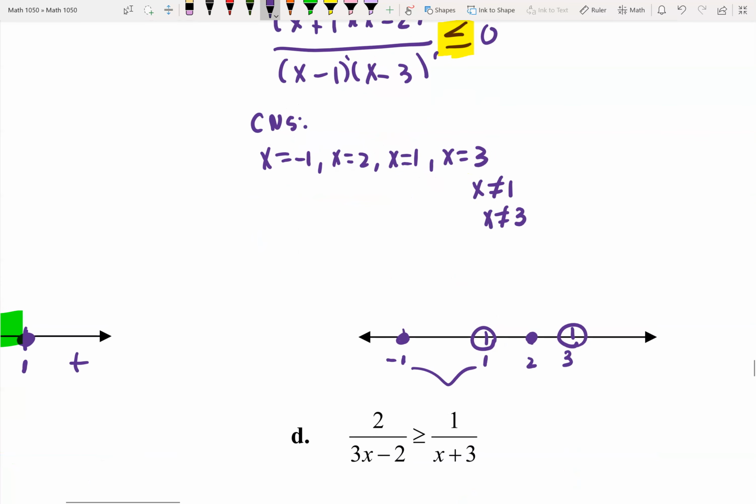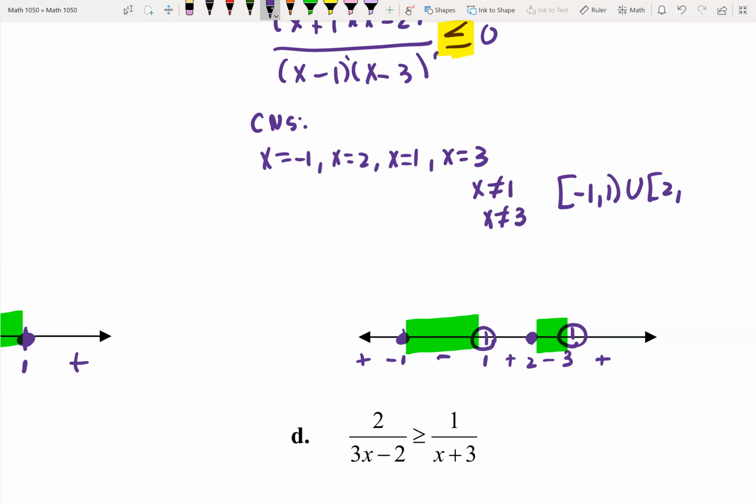Negative over positive is a negative. I know my signs are going to alternate because I don't have anything squared or higher. So I know it's going to be positive, negative, positive, negative, positive. Those signs must be there. Less than 0 means negative. So negative here, and that's it. So my final answer is -1 with a bracket to 1 with a parenthesis, union 2 with a bracket to 3 with a parenthesis, and I'm done.